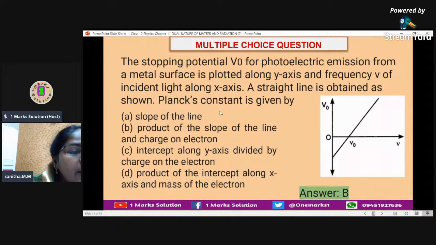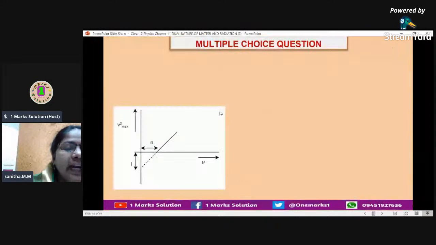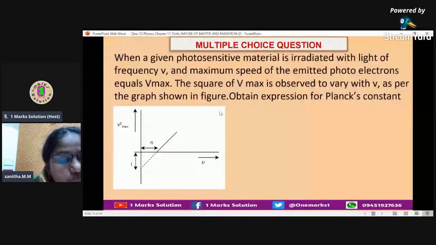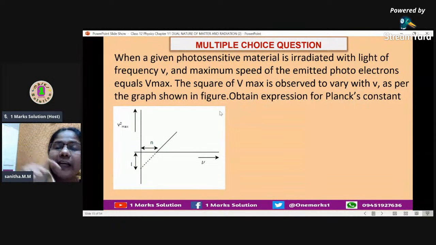Next, we can go for the same graph, but the question asks in a different manner. This is also a board question, and a very important one. When a given photosensitive material is radiated with light of frequency nu, the maximum speed of the emitted photoelectrons. Photoelectrons means the electrons which are emitted using the light. That is why we call them photoelectrons, and the surface we call a photosensitive surface. And the current we obtain is photoelectric current. Everything we are adding photo.